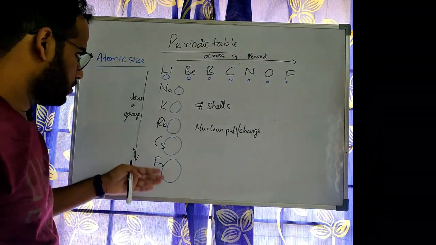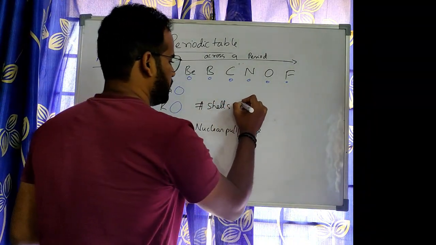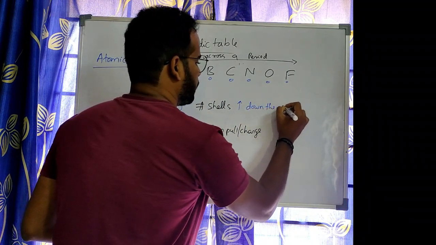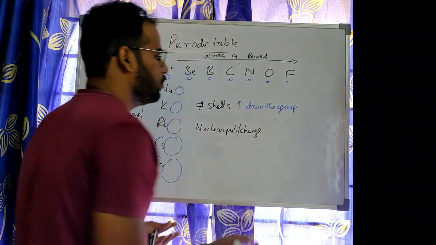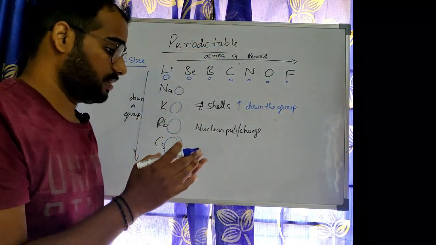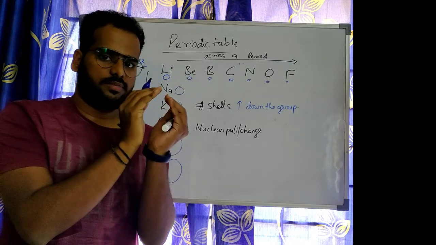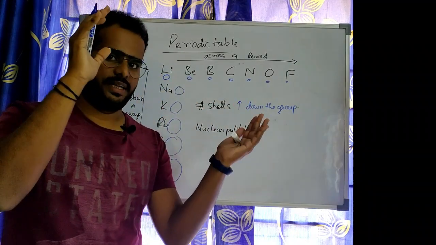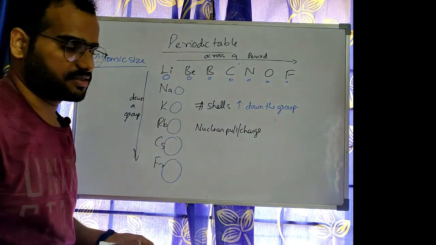As you move down the group, the number of shells increases because more shells are included. It's just like initially the atom is like this: 1 shell, 2 shells, 3 shells, 4 shells, like that. So obviously the size will increase.